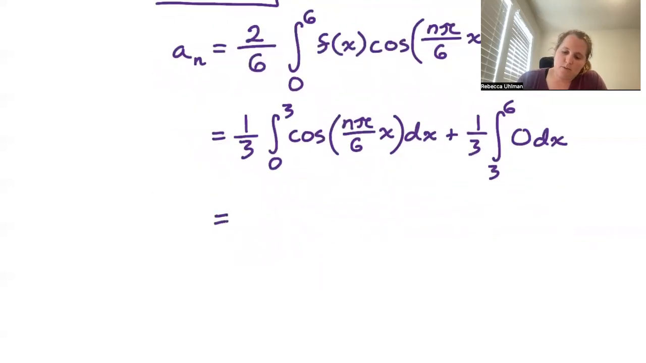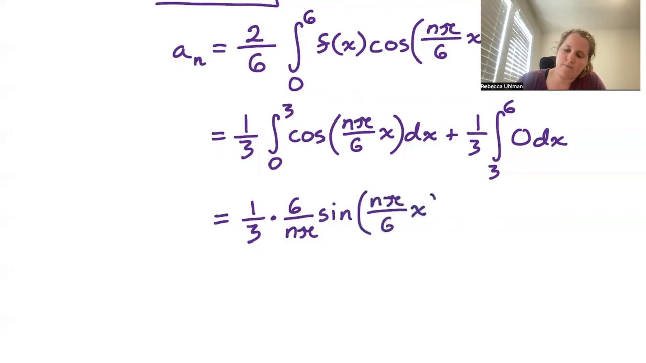This becomes 1/3 times the integral of cosine of n pi over 6 x. When we integrate that, it becomes 6 over n pi times sine of n pi over 6 x. We are again evaluating at 0 and 3.